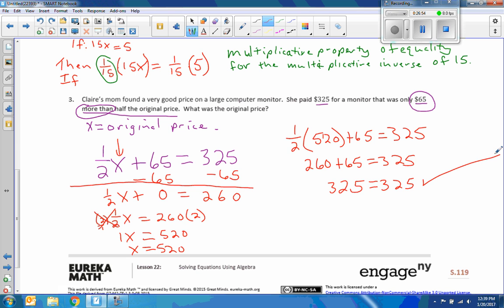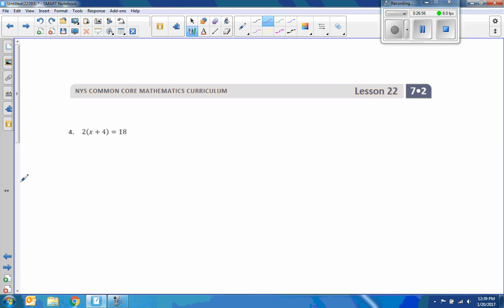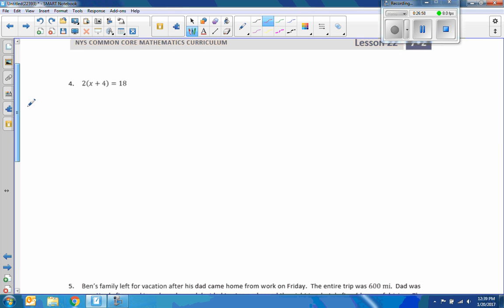And it checks. Okay? This is the distributive problem. So we are going to distribute the 2 times the x into 2x. 2 times a positive 4 is positive 8, equals 8. That's the first thing we want to do.